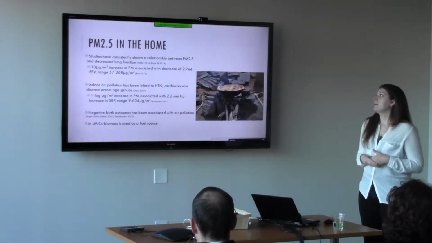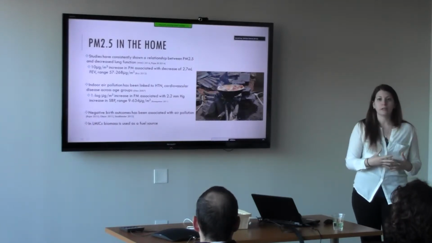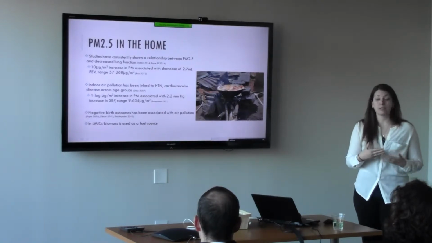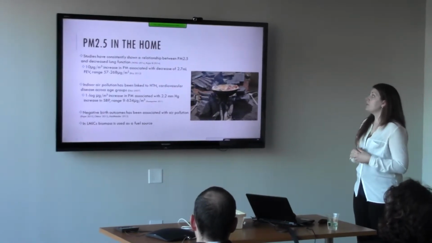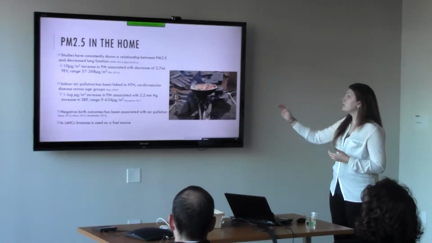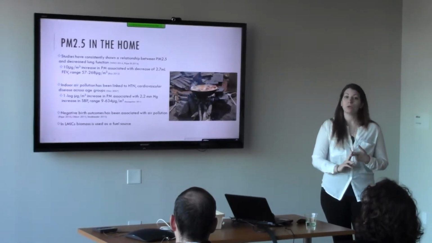So we're going to take that for each step and apply it to the home. There have been a lot of studies looking at indoor air pollution in the home specifically, and especially in low and middle income countries. They've consistently shown that PM2.5 is related to decreased lung function. We also have a lot of studies linking it to hypertension, cardiovascular disease, stroke, mortality.